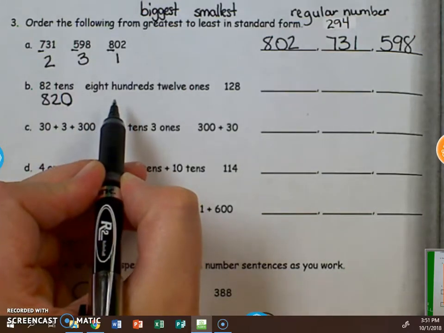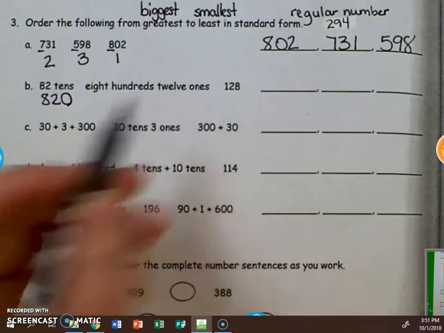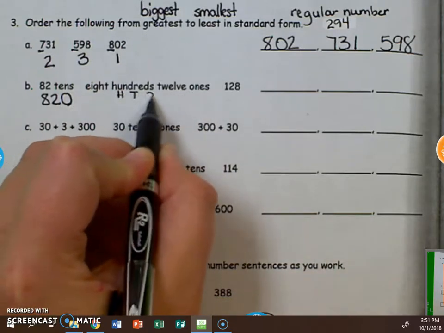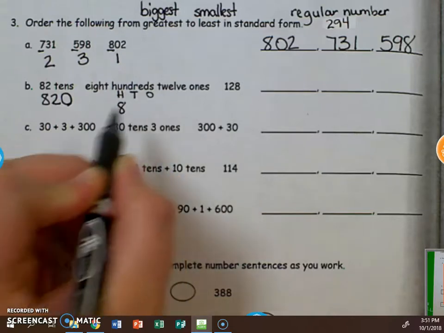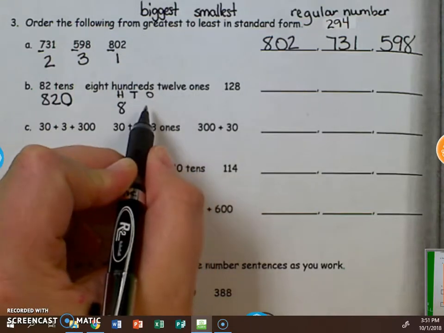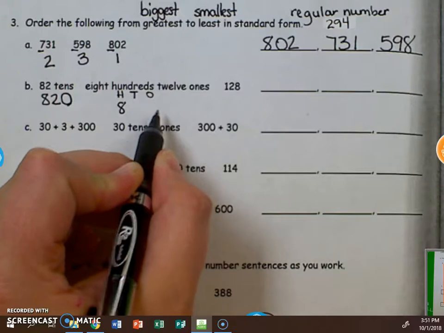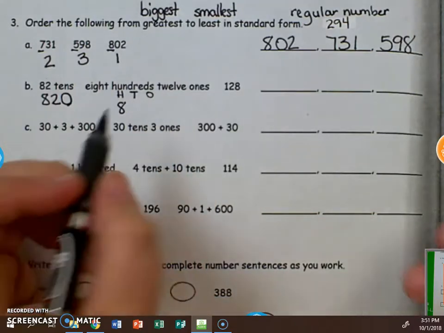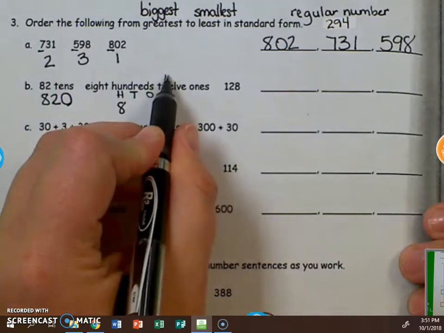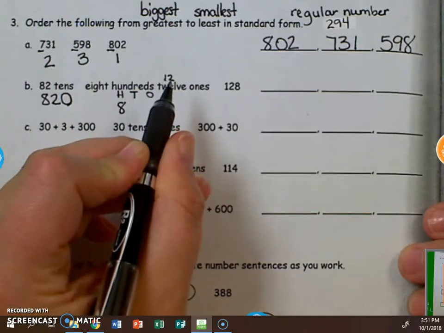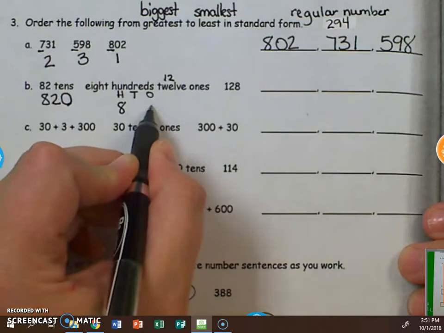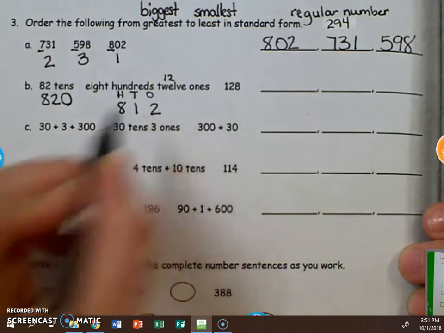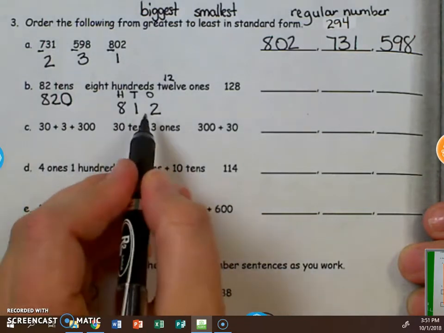We read this one out loud, 8 hundreds, 12 ones. So we have hundreds, tens, ones. We have 8 hundreds and 12 ones. Well, sometimes kids will want to go ahead and put a 12 right there. We don't want to do that. We want to think, for example, that this is 12. So what number is going to go in the ones place? A 2. What number is going to go in the tens place? A 1. So 812 is written this way.